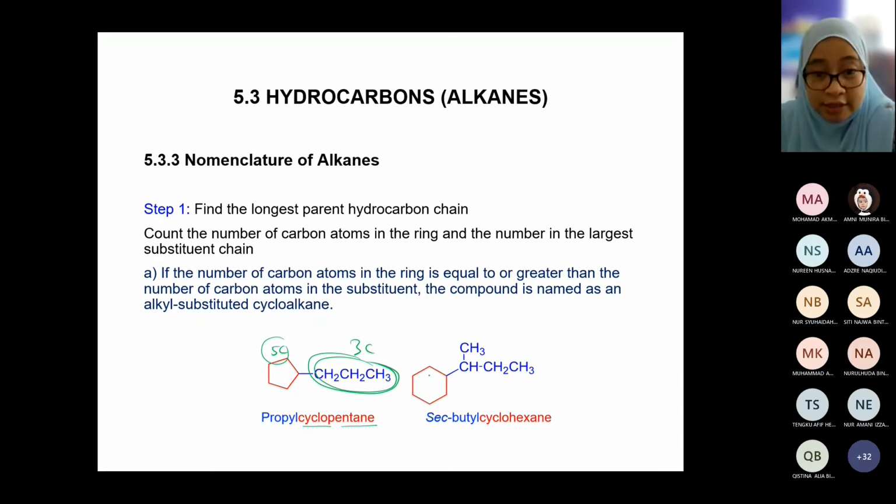Same goes to this one. Okay, so this one you have 6 carbon. But this one, kalau dia sebagai parent, 1, 2, 3, 4, you have only 4 carbon. So obviously, the 6 carbon wins. Okay, so it is in cyclic form, therefore it is cyclohexane. And this one will become the substituents. Okay, so it ends with YL. So in this case, it is butyl.